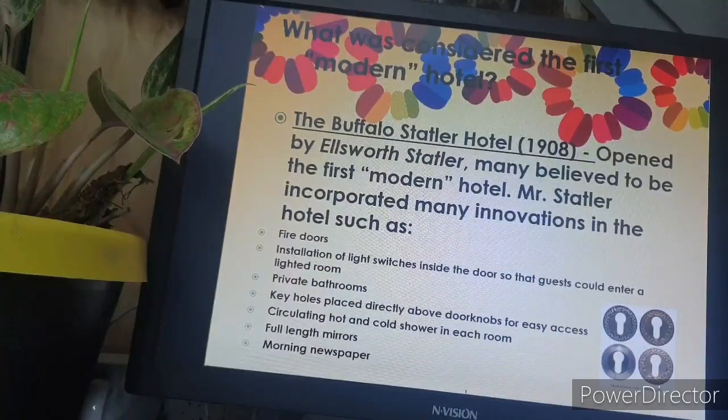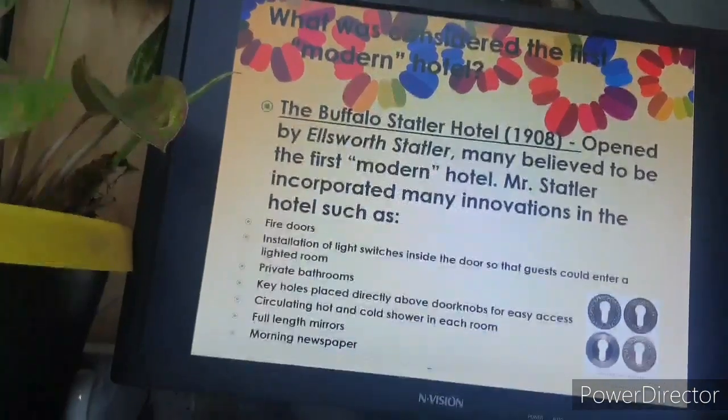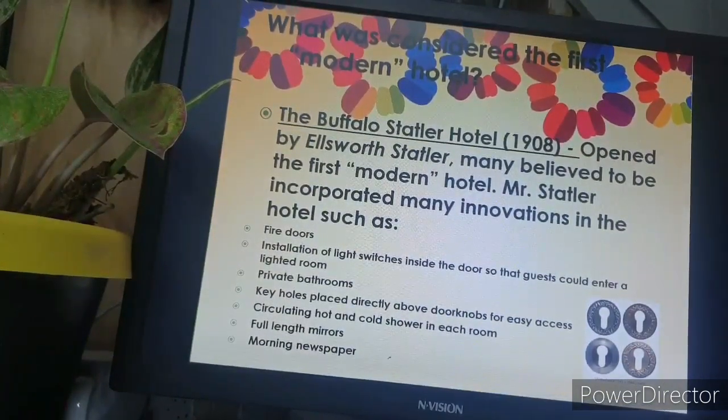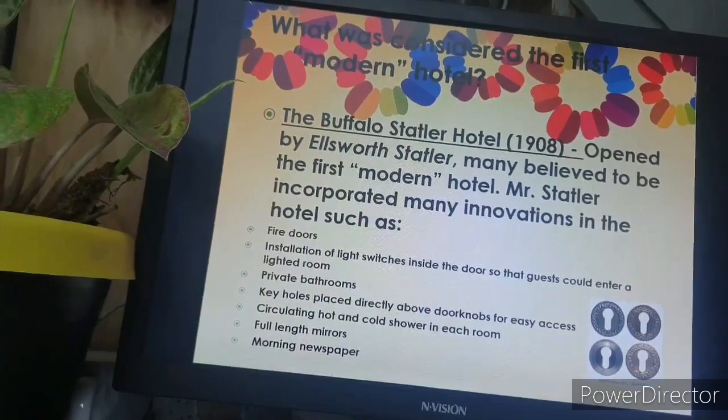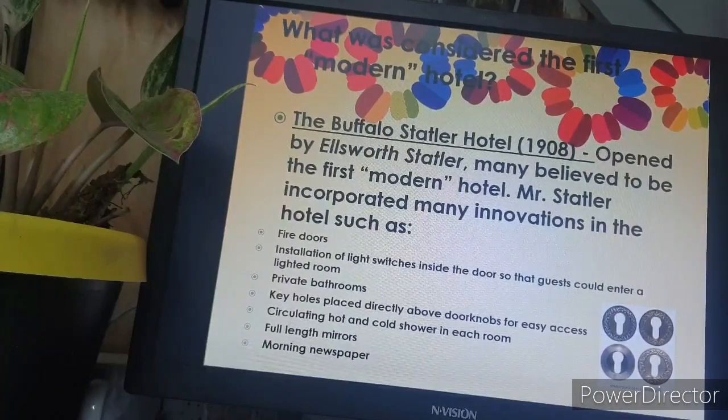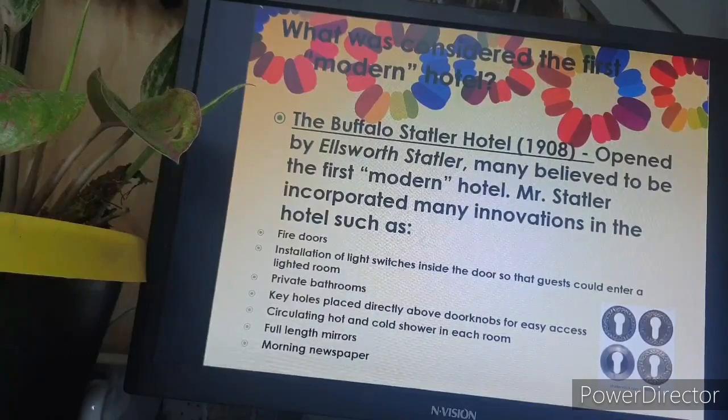The private bathrooms, keyholes, okay? It's a small hole for you to know, in case they will knock, housekeeping, room service, at least you will check, okay, for your safety and security also, right? You will check the small hole for you to know who the persons knocking at your door are. Circulating hot and cold shower, full-length mirrors, and of course, morning newspaper. Don't forget that one, the Buffalo Statler Hotel.